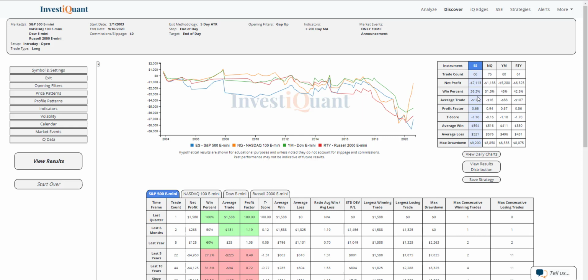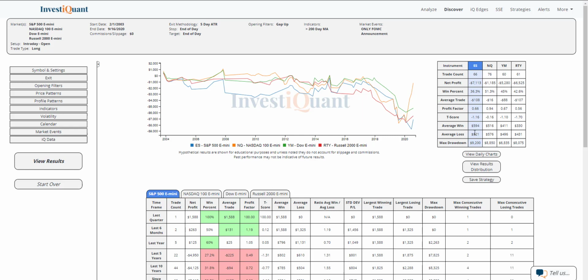And looking at win rates here, looks like the S&P, 36% of these have ended up with a green candlestick on this day. The NASDAQ has been pretty 50-50, so 51% there. The Dow, 45%, and the Russell, a little bit weaker at 43%. So none of these are strong. A couple are pretty mild, with the S&P and the Russell being the weakest of the group.